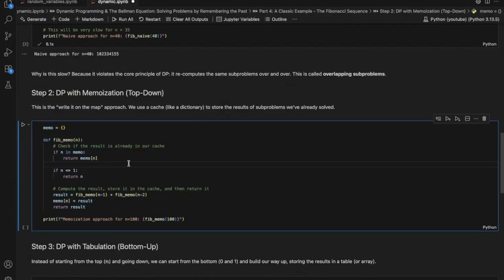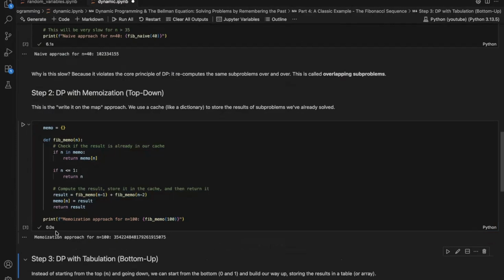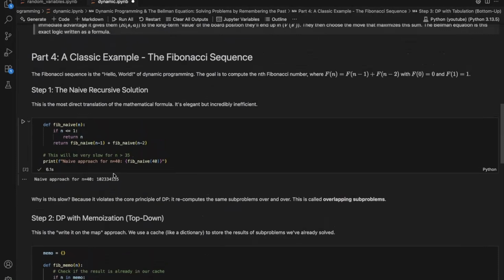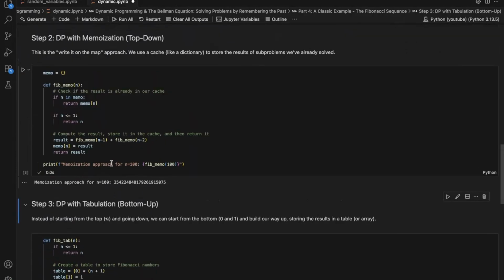Let's run this for n is equal to 100. As you can see, it took 0.0 seconds for n equal to 100, whereas the recursive code took 6.1 seconds for just n equal to 40. So this is how fast calculating a Fibonacci number becomes when we can just keep track of what calculations or subproblems we have computed earlier.